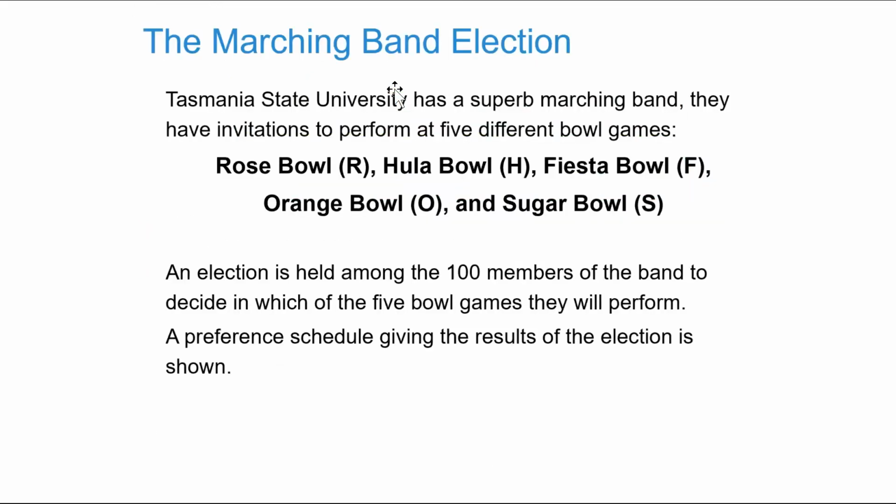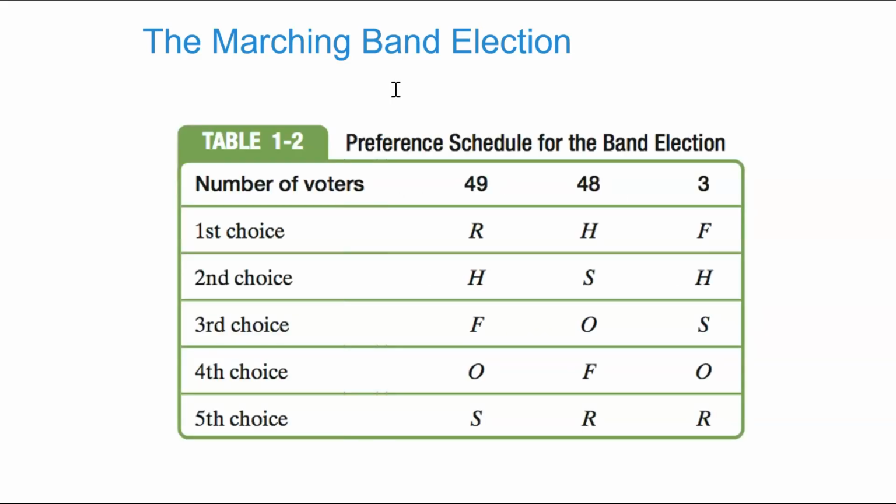We'll take a look at one more example under this, the marching band election. So this marching band has invitations to perform at 5 different bowl games, and they have 100 members. So they're going to do a preference schedule to give the results. So let's take a peek at how these 100 people voted.